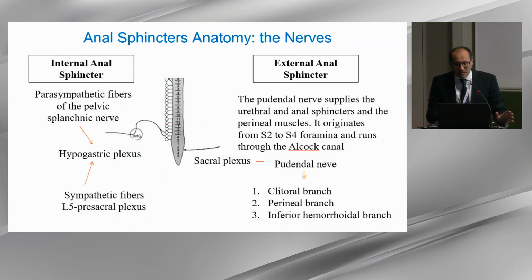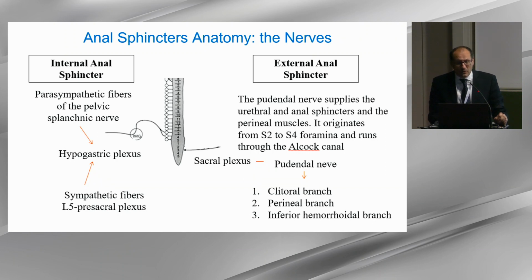Different kinds of muscles, smooth and striated, different kinds of innervation, because the internal anal sphincter is supplied by the hypogastric plexus, parasympathetic and sympathetic fibers. The external sphincter has a somatic supply with the pudendal nerve, that is the major nerve that supplies the external sphincter, that originates from S2 to S4 foramina and runs through the Alcock canal.